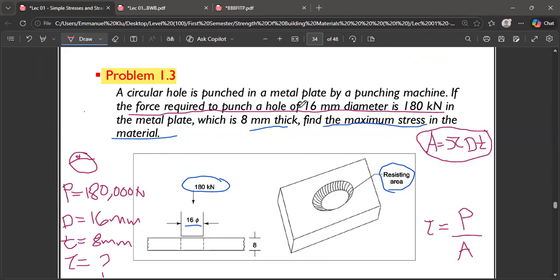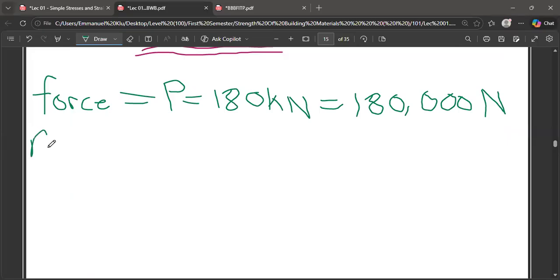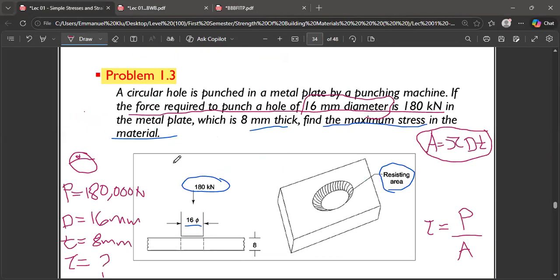Okay, so they say a hole of 16 millimeter diameter. Let's put that as part of our given. So our diameter, always remember it's capital D, is equal to 16 mm. You realize that in this case, it was given to us straightforward in mm, so there is no need to do any conversion.